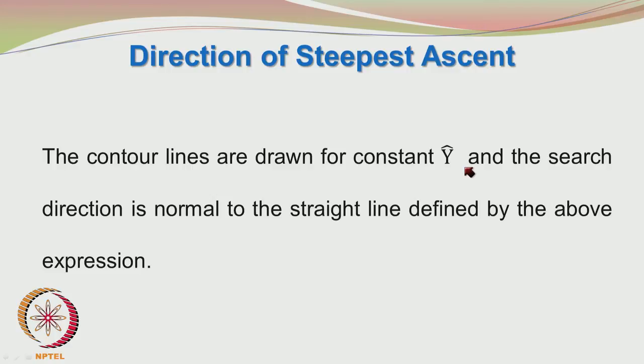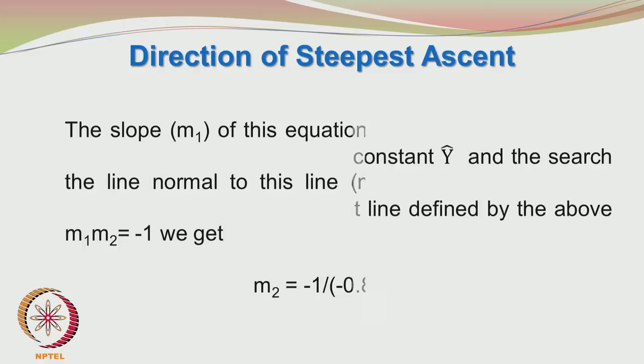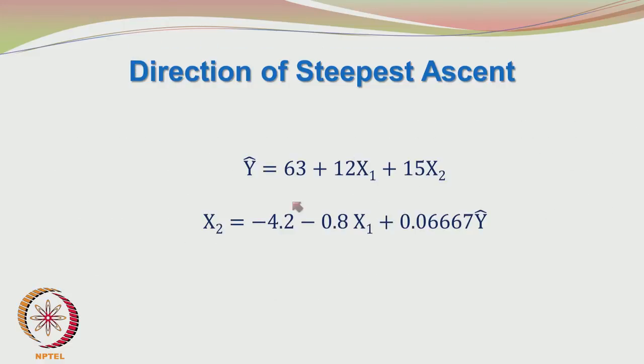So, what we do here is we draw contour lines for constant y hat using this equation. We fix y hat at a certain value and then draw this line. Then we fix y hat at another value and draw another line. This way, we can generate a sufficient number of contour lines in the experimental design space of interest. And what is the slope m1 of this equation? The slope is given by minus 0.8 because we are plotting x2 versus x1, where y is a parameter and it is kept at different values.